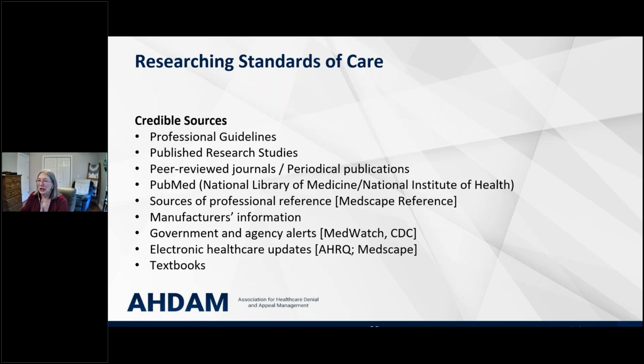Okay, so researching our standards of care. When you go out looking for what is the standard of care that I can use in my appeal argument, some of the credible sources I would recommend: professional guidelines, as we've talked about a little bit, published research studies, peer-reviewed journal articles. There's PubMed, National Institute of Health, sources of professional reference such as Medscape, manufacturer's information. Let me talk about this for a second.